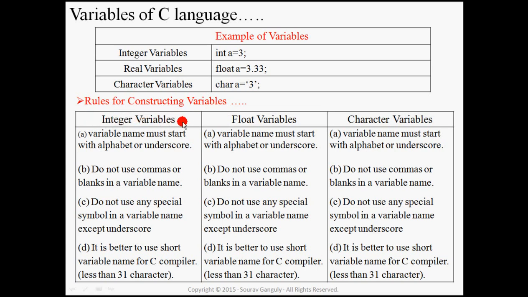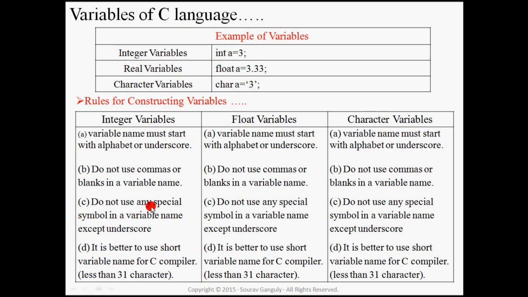First thing is that integer variables. Variable must start with alphabet or underscore. That means you may use it a or underscore a. Do not use comma or blanks in a variable name. That means you cannot write a space a here. You have to write a or single a or ab, but a space b will not be supported by the compiler.